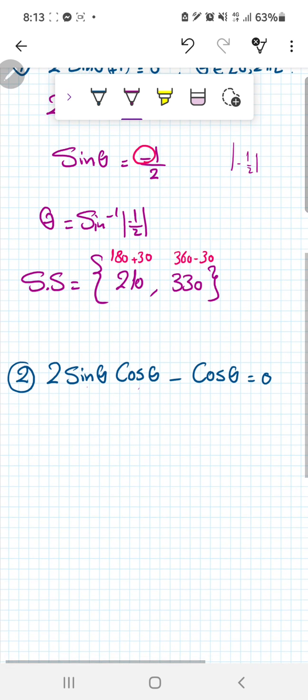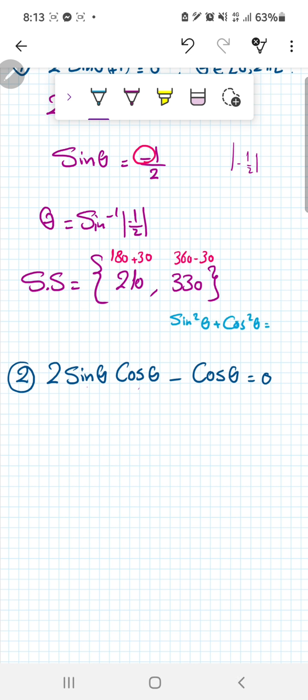Which is our trigonometric identities. Okay, here let's remember first we have sine squared theta plus cosine squared theta equals 1. Okay, here 1 plus tan squared theta equals sec squared theta. Here 1 plus cotangent squared theta equals cosec squared theta.